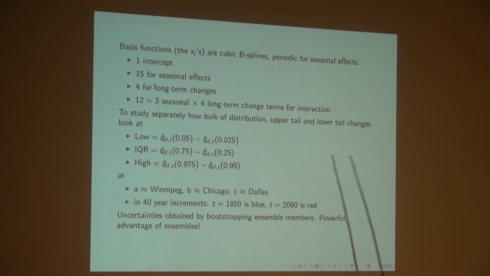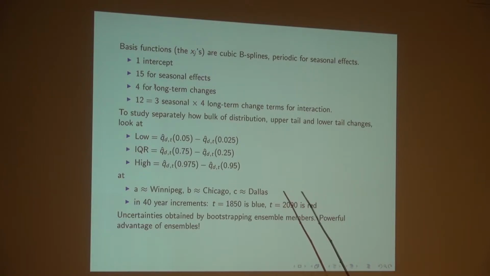And then importantly, we included interactions, right? So if the seasonal cycle is going to change over time, and I think you would all imagine that it will to some extent, you can't just have a seasonal effect and a long-term change. You need an interaction between the two. So we have interaction terms as well.